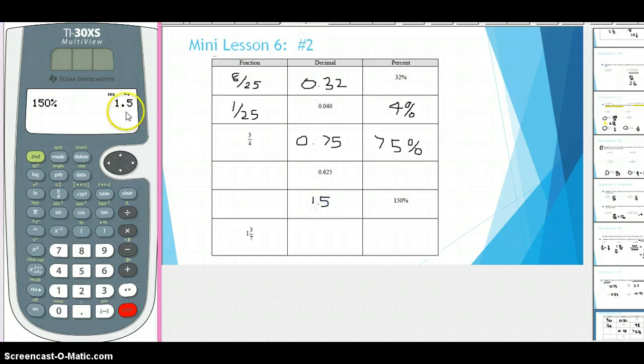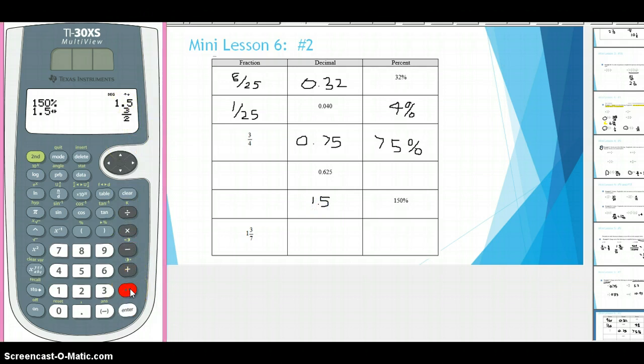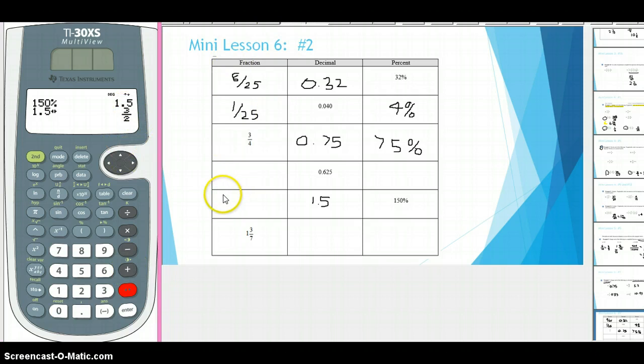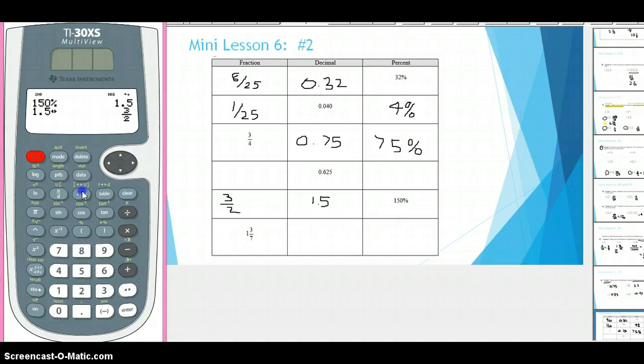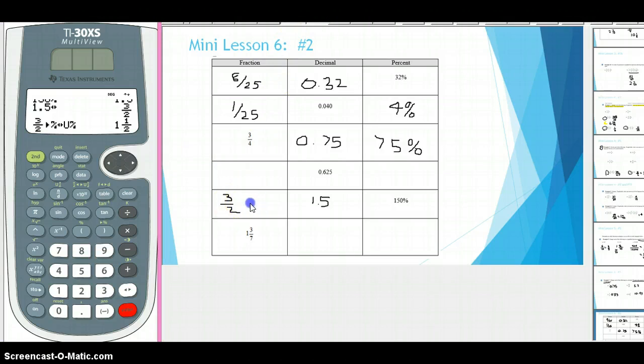And once I have it as a decimal, to change it to a fraction or a mixed number, I hit this button. So it gave me an improper fraction of 3/2. And this doesn't ask for a mixed number, but let's just write both, because we can. And here I'll use this button to rewrite it as a mixed number. And we have this is also equivalent to 1 1/2.